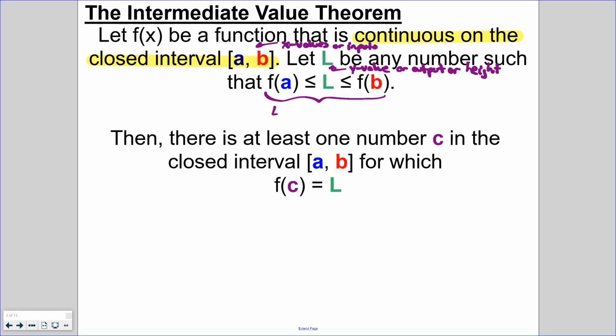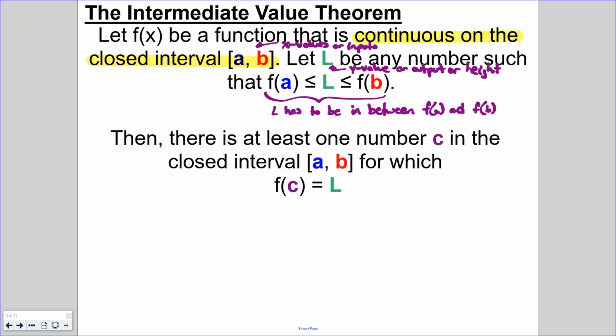So L has to be in between f of a and f of b. So that means that f of b can be the smaller number and f of a can be the larger number.